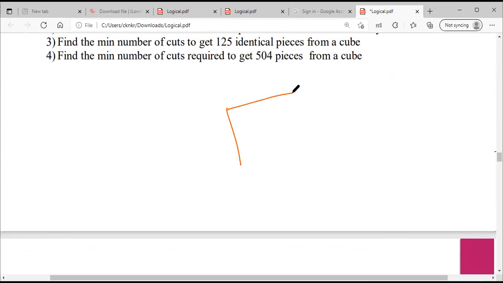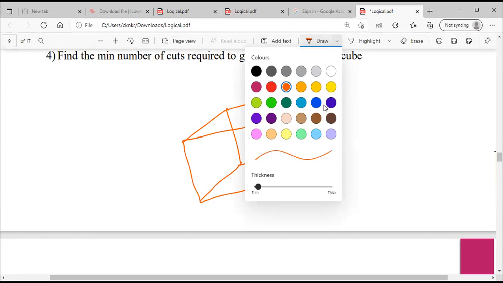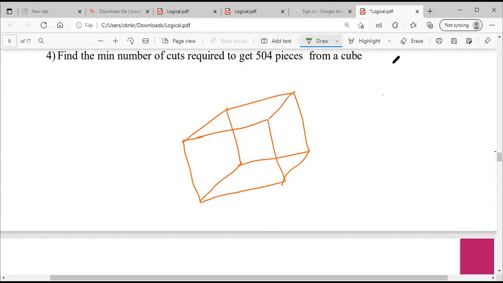I will take a cube like this. They asked me to take 3 cuts. This I will call L, this I will call B, this I will call H. It's only for our understanding. What I'll do is, I will take 1 cut along the length.